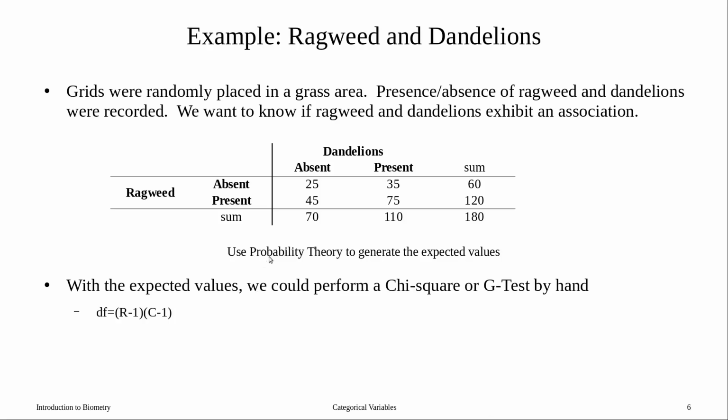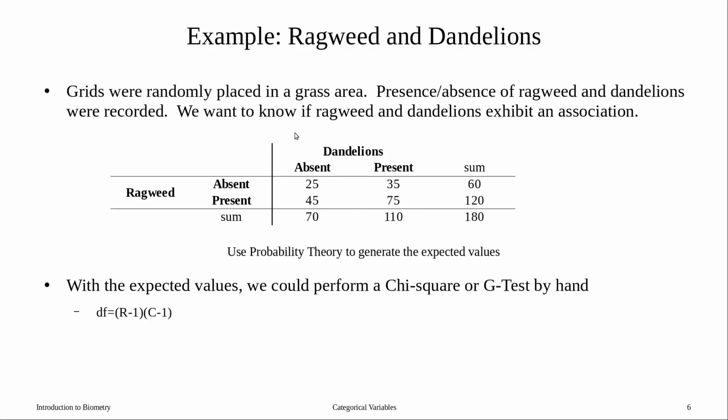So here's an example. In our ecology class, we went and looked at the distribution of ragweed in a grassy area. While doing this, we also recorded presence or absence of dandelions. So we can make this table where we have a grid where ragweed are absent and dandelions are absent. Some dandelions are present. And then we have grids where the ragweed was present, and again, some dandelions were absent, some were present. And we get a total of 180 grids that were counted.